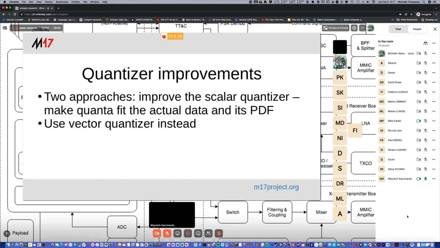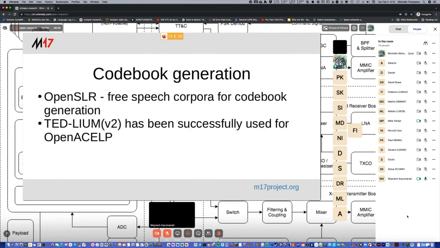Now, the question is, can we improve that? And it looks like very much can, because those scalar quantizers are not optimized for the actual speech data. So we can either improve the scalar quantizer or move to vector quantizer. How to generate a good codebook? To generate it, we have to obtain a long sample of speech, and that's called a speech corpus. There are already prepared tens of gigabytes of speech, which can be downloaded and used for free. One example is OpenSLR, and TED-LIUM is a part of OpenSLR, as far as I know. I have used those to generate codebooks for codec 2 improvements.